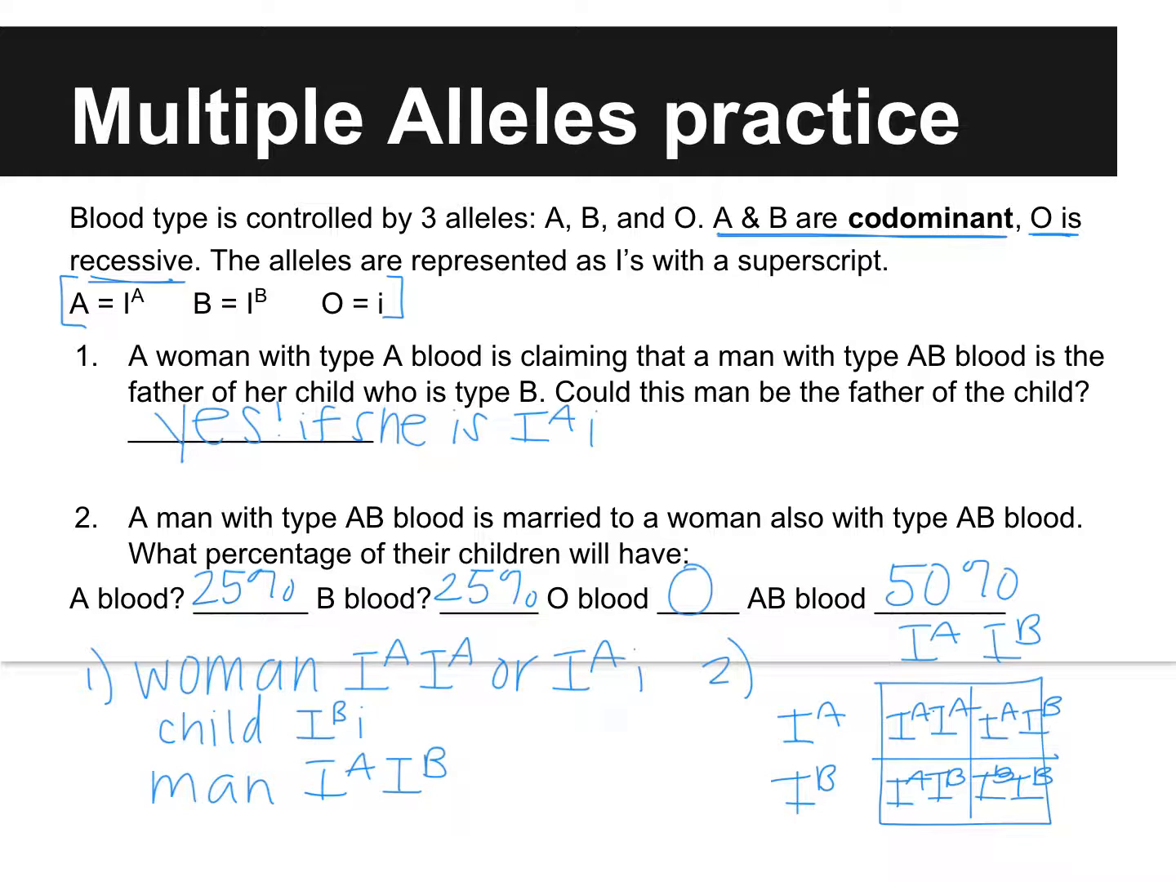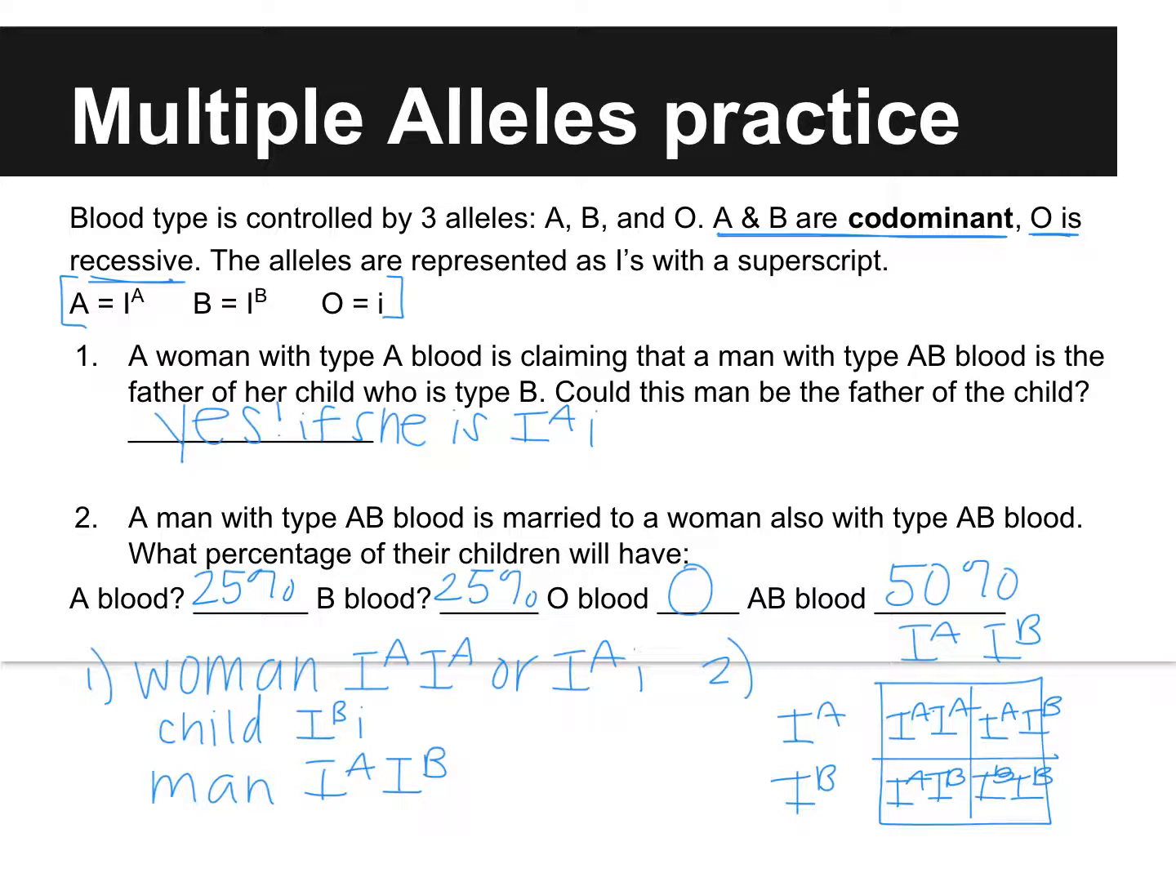Her child has B blood, so she cannot be IAIA. She has to be the other one, otherwise the child can't be B, because she has to donate this little i copy. Because if she was IAIA, she'd have a kid with either A blood or AB blood. So the man who is IAIB, because he's AB blood, could be the father, because the child got the little i from the mom and got the B from somewhere. So this man could definitely be the father of the child.